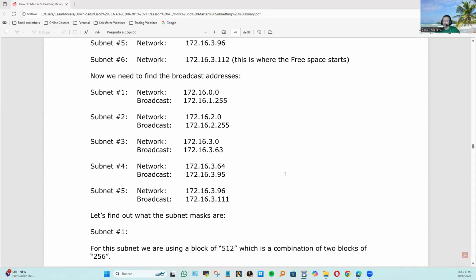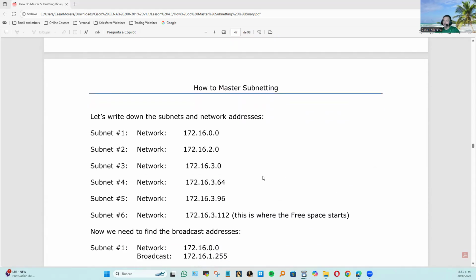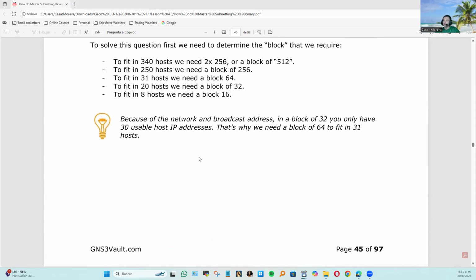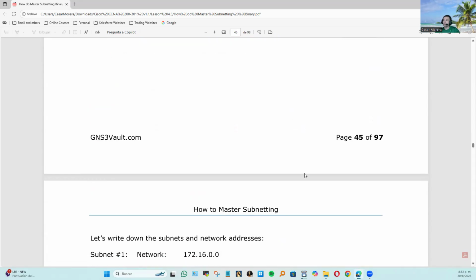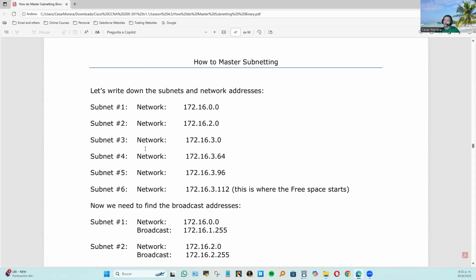Okay, let me see. Oh, this is actually the answer right now. Because of the network and broadcast addresses in block 32, you can only have 30 usable host IP addresses. That's why 64 fits the 31 hosts. And these are the subnets that we will be getting now. The first network, second network, third, and so on, fourth, fifth, and the sixth network.